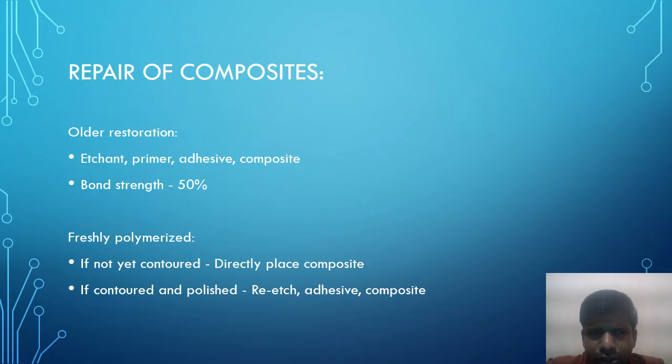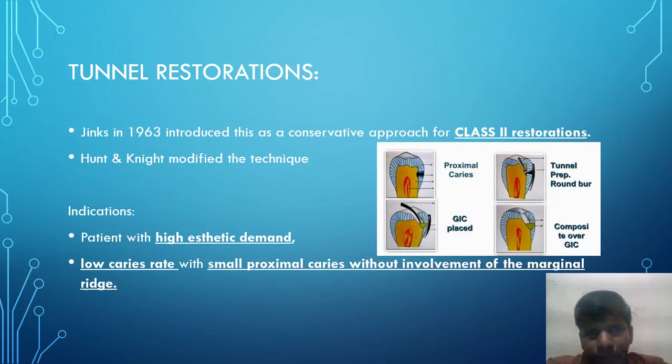Repair of the composites. Old restoration: etchant, primer, adhesive and composite are used. It has a bond strength of 50%. Freshly polymerized: if not yet contoured, directly we have to place the composite. If contoured and polished, we have to re-etch, apply the adhesive and then the composite.